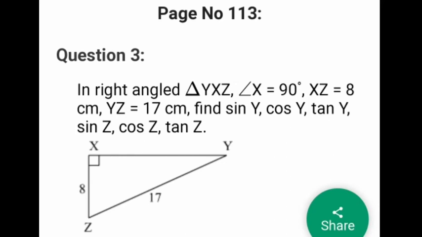Question number 3 is also the same as that of question number 2. So, I am not going to explain this. Just copy the answers from here and understand by yourself. If any doubts, you can ask me later.